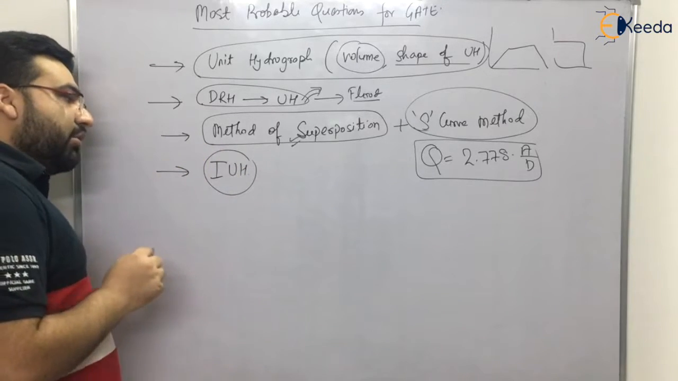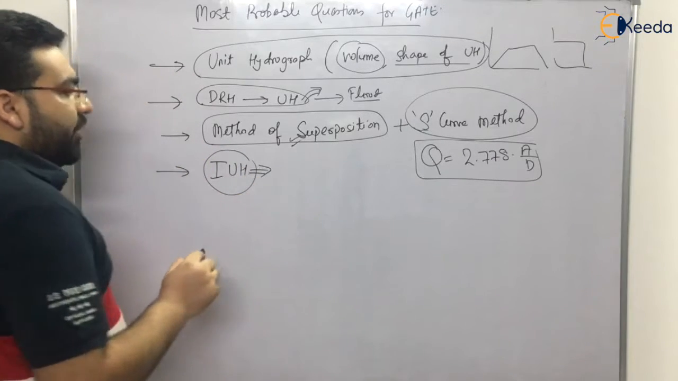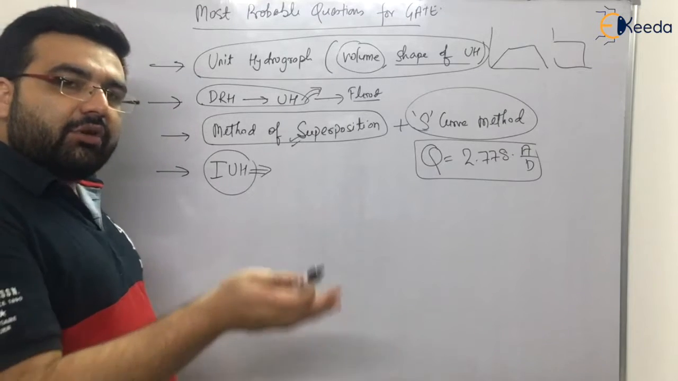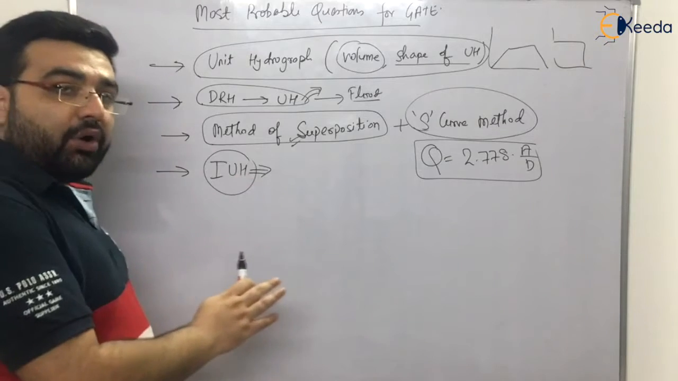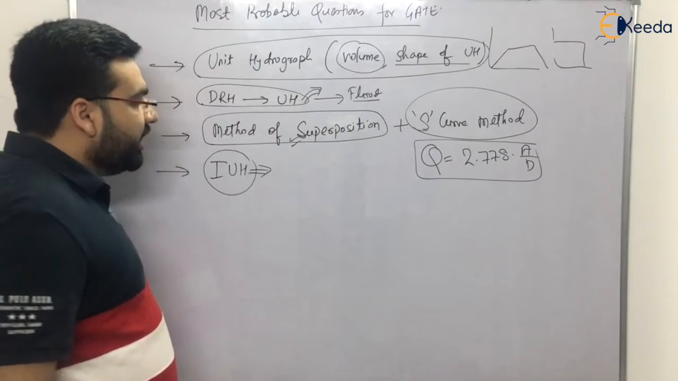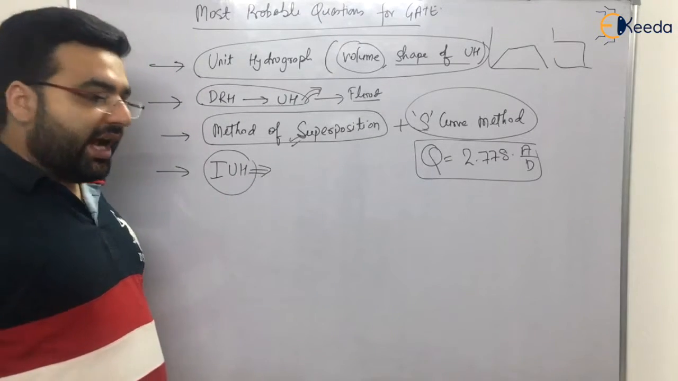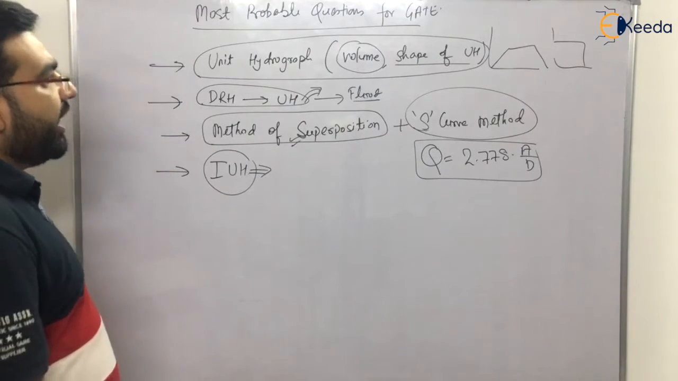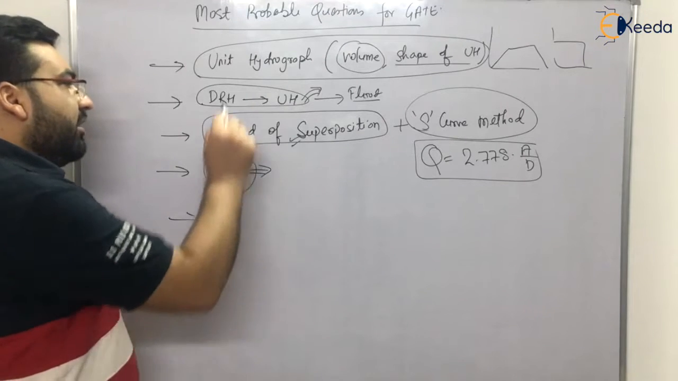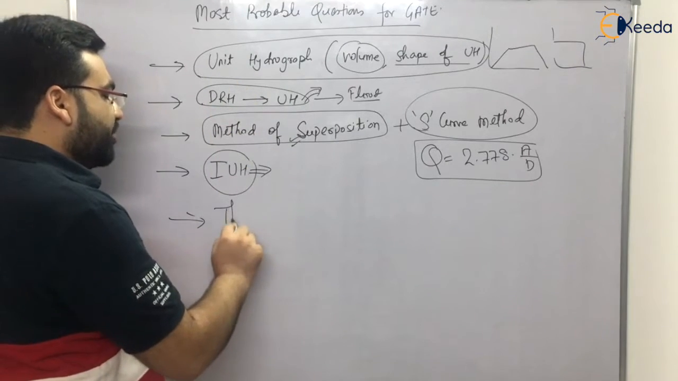The last important topic is the instantaneous unit hydrograph. Only 1 or 2 questions have been asked in the past 25 years, so it is not a very important topic, but it is still important. That is why in the end I have taught you the instantaneous unit hydrograph also. One question which came in GATE 2006, I have already solved, right? Plus, I feel some theoretical questions can also come from this topic.